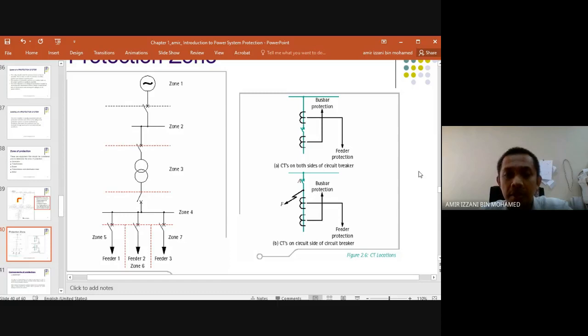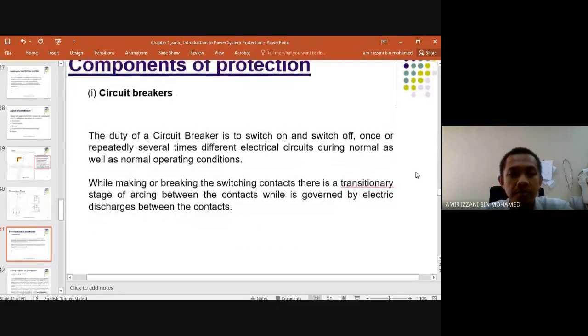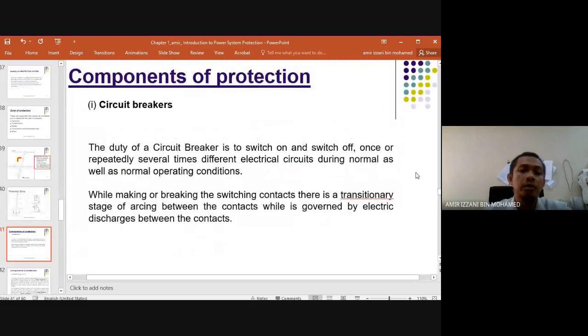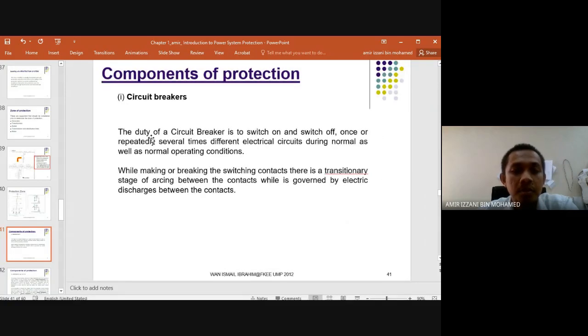We'll discuss this later in the next slide. Let's take a look at what components are needed for protection. The first one is the circuit breaker, as I explained just now. Its duty is to switch on or switch off, once or repeatedly several times, different electrical circuits during normal as well as abnormal operating conditions. So it can be turned on and turned off.